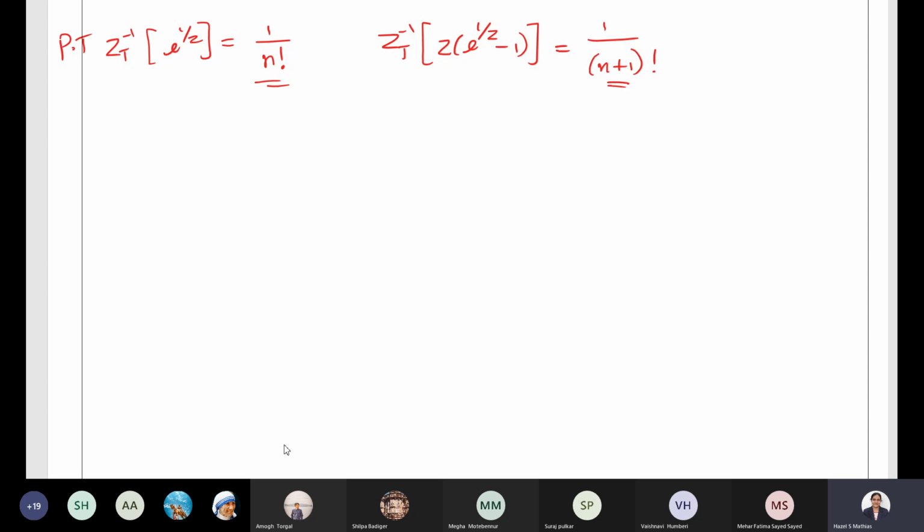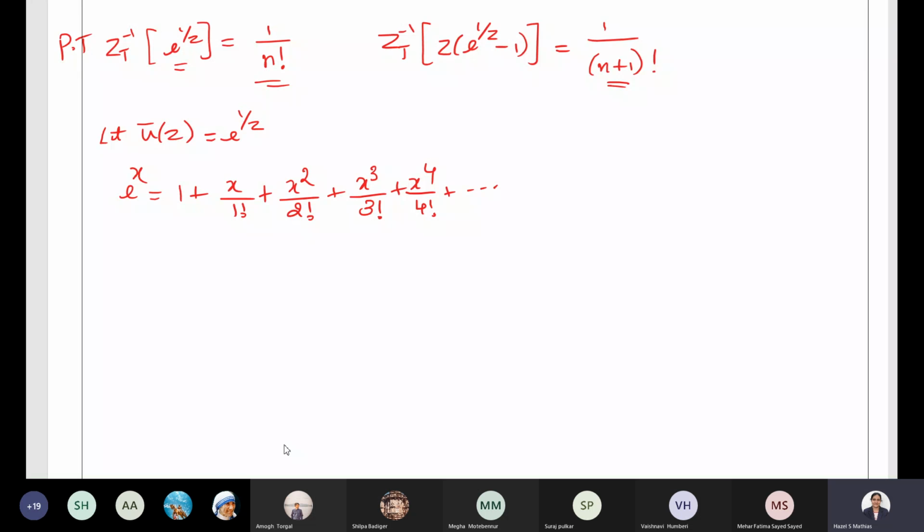What expansion we will be using here: first, let u bar of z be e power 1 by z. The expansion of e power x is 1 plus x by 1 factorial plus x square by 2 factorial plus x cube by 3 factorial plus x power 4 by 4 factorial. Now here we have e power 1 by z. So u bar of z is e power 1 by z, and x you have to replace by 1 by z. When you replace x by 1 by z in this expansion, we get 1 plus, what do we get?